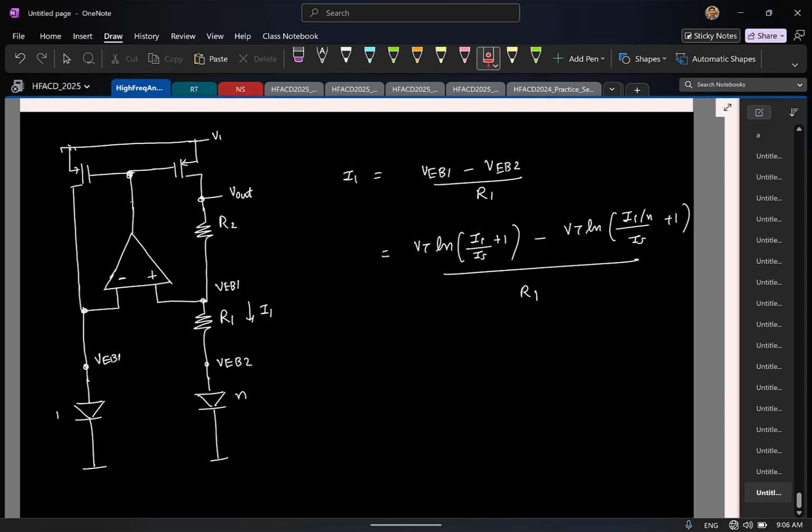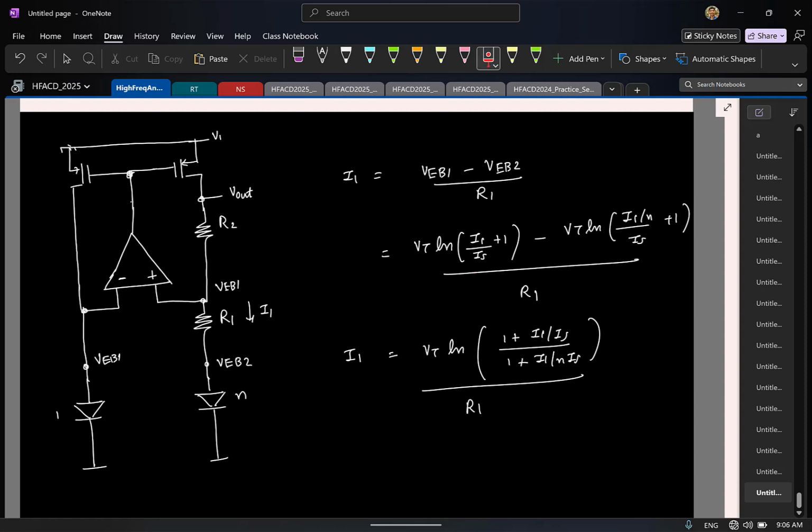Of course, if you know that the diode is sufficiently forward biased, then you can say that this term is greater than 1, and you can ignore the 1. That is okay, but let us say you don't know anything and you are trying to solve from scratch. You might do it like this. So this is essentially Vt times ln of 1 plus I1 by Is, by 1 plus I1 by n times Is, by R. Now this is the equation you will try to solve.